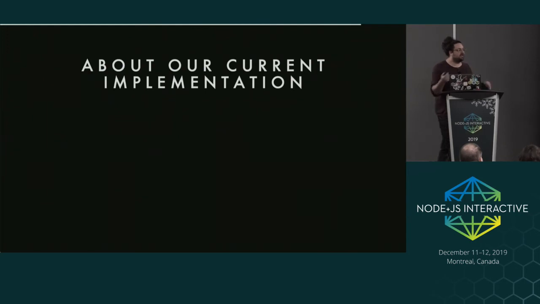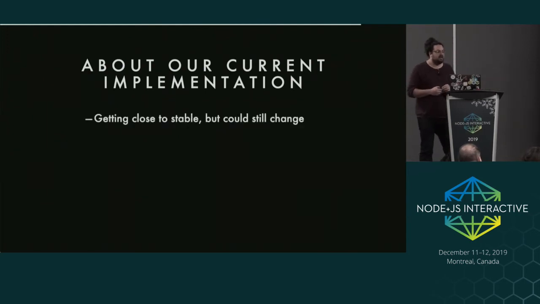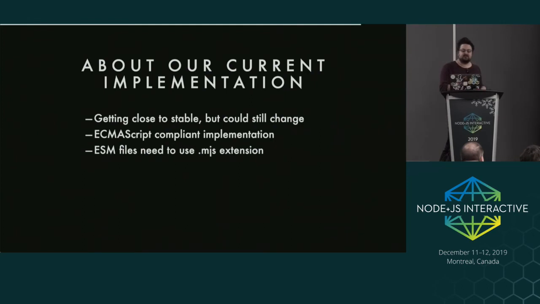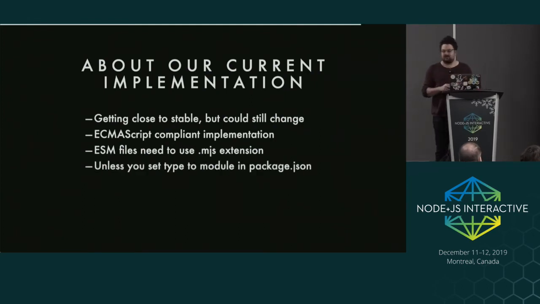And just some highlights about the implementation that we have. It's getting close to stable, but it is still experimental, and there still could be fundamental changes to the API. It is ECMAScript compliant, and that does make it harder for us to do all the things that we would like to do, but it also makes it closer to having an environment where we can share these modules in various runtimes. ESM files need to use the .mjs extension. I know what you're thinking, unless you set the type to module in the package.json.